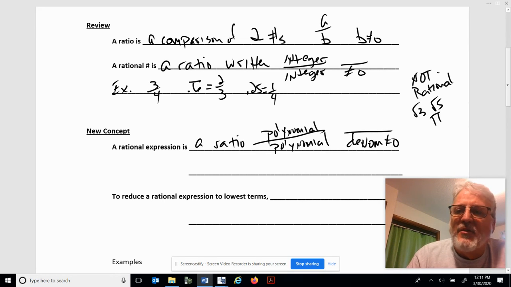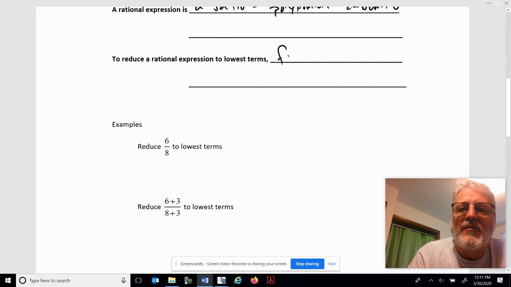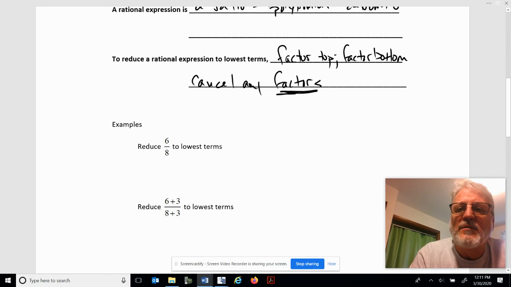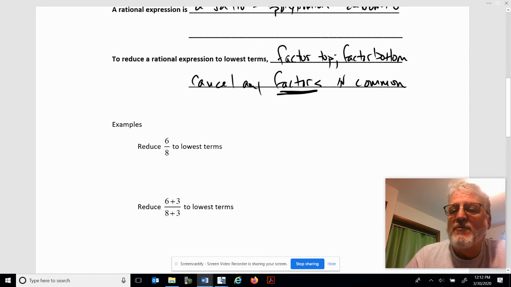All right, so to reduce a rational expression to lowest terms, what we're gonna do is factor the top, we're gonna factor the bottom, so obviously our factoring comes in, and then we're gonna cancel any factors, that's important, in common. Anything they have on the top and the bottom, we're going to cancel it. They have to be factors.